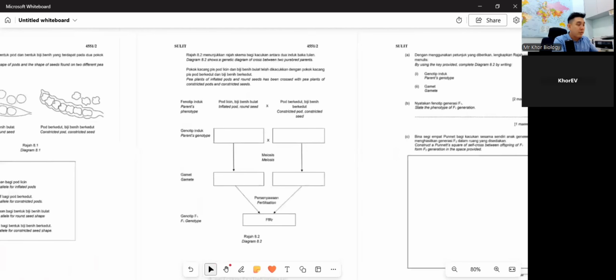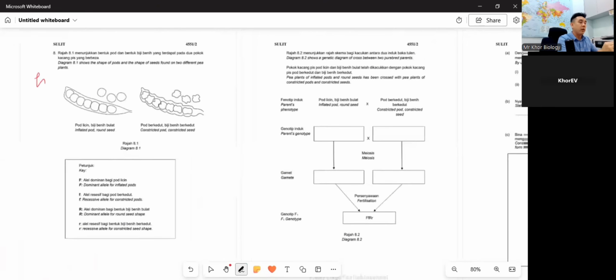Okay, guys, the last structure question here is from Form 5 Chapter 11. Now, this is to do with inheritance. Okay, dominant allele. So, guys, we start with homozygous dominant and homozygous recessive. Same size, take out one, same size, take out one. By right, it should be a circle, because you have to always circle the gametes.